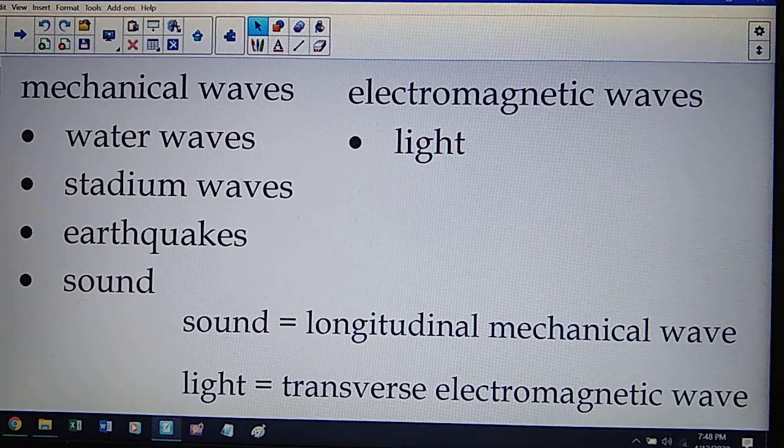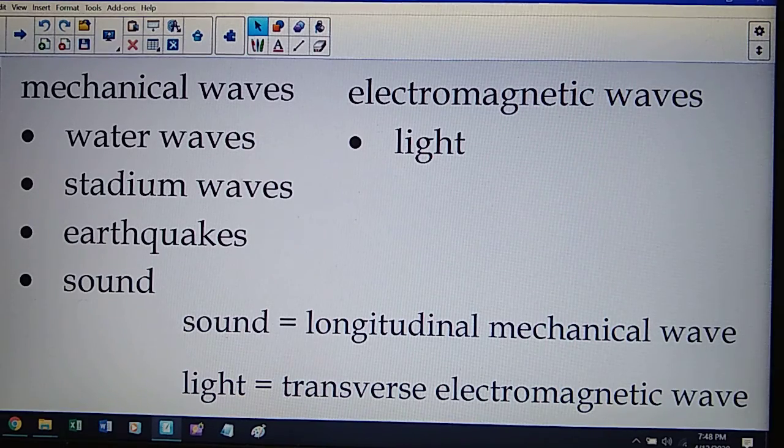In terms of what type of waves they are, most waves, again, that you would be familiar with are mechanical waves: water waves, stadium waves, earthquakes, sound. They might be transverse, they may be longitudinal, but all of them travel across matter, so all of them are mechanical. On the other hand, electromagnetic waves are light. That includes visible light or things like infrared, X-rays, gamma rays. Electromagnetic radiation will be covered in a different video.